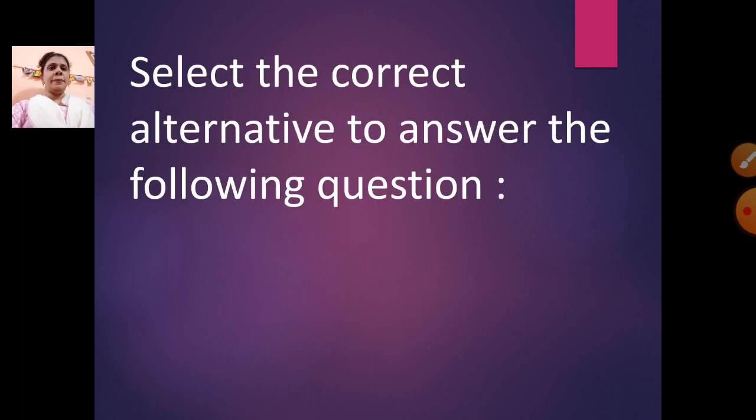So let us start. Select the correct alternative to answer the following question. This will be your head question. You just have to select, children. You don't have to write anything in the exam. To answer the following question, you have to just select the correct alternative. This head question will be of 5 marks. That means 5 questions will be asked, 1 mark each.